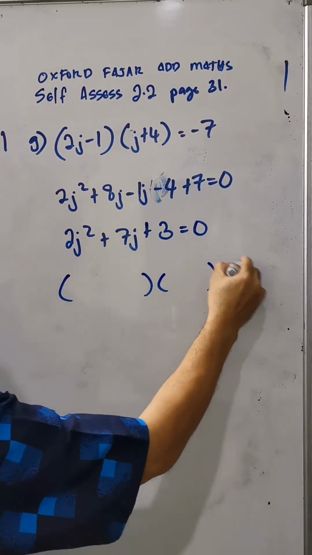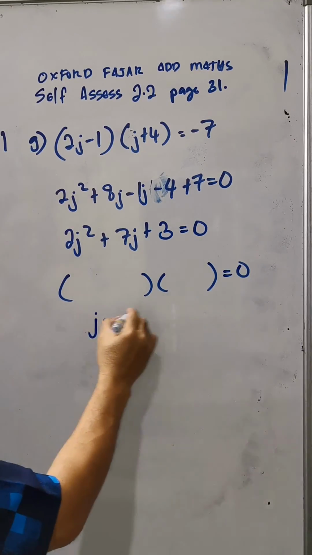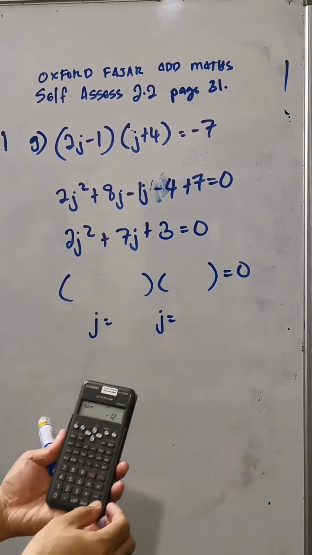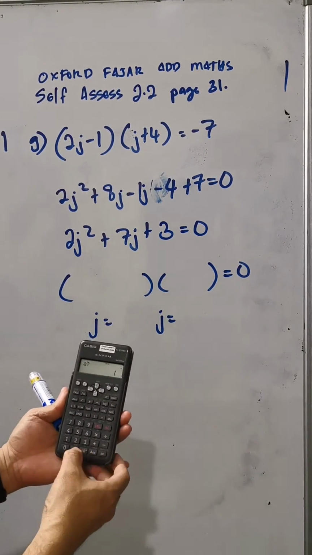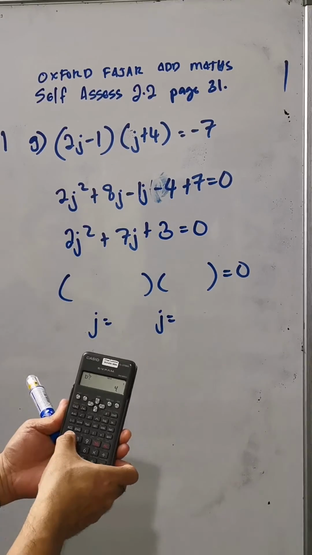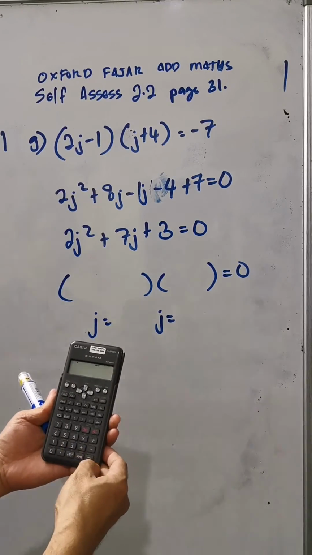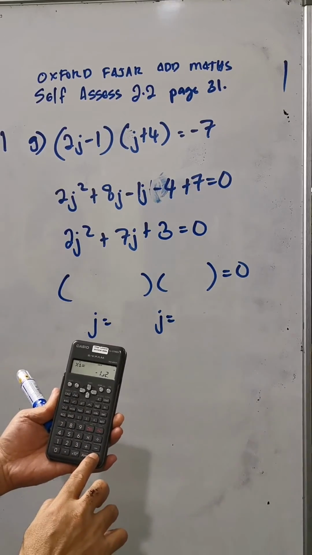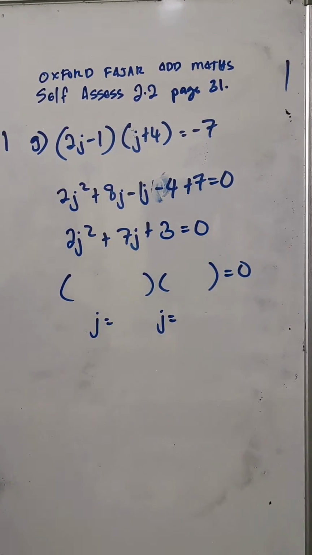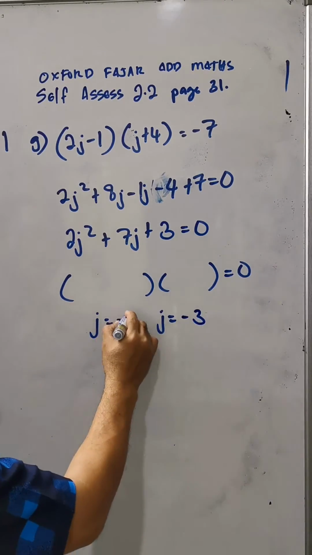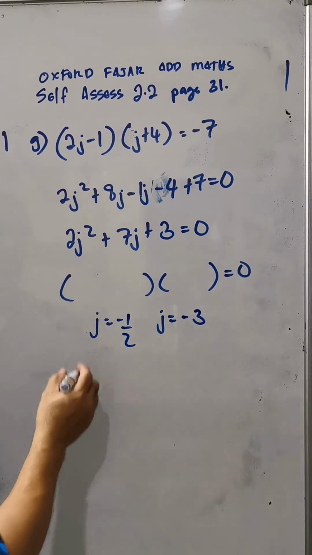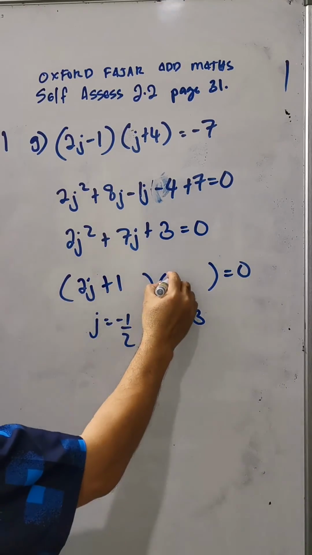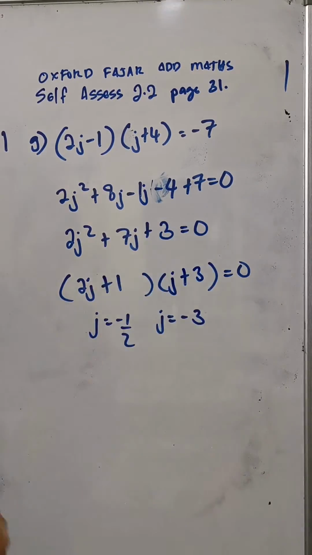In case we can factorize, write down J equals and J equals. The value of A will be 2, B will be 7, C will be 3, and the first value will be negative 1 over 2. The second value is negative 3. Negative 3 and negative 1 over 2. So 2J plus 1 and J plus 3.